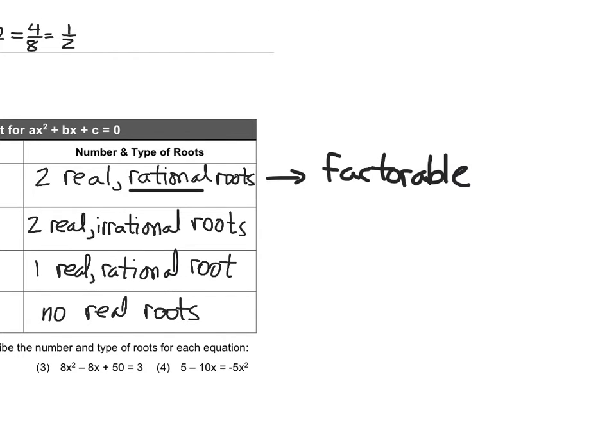The one real rational root, that's the beautiful one. What that means is not only is it factorable, but it's also a perfect square trinomial. Perfect square trinomial, a PST.